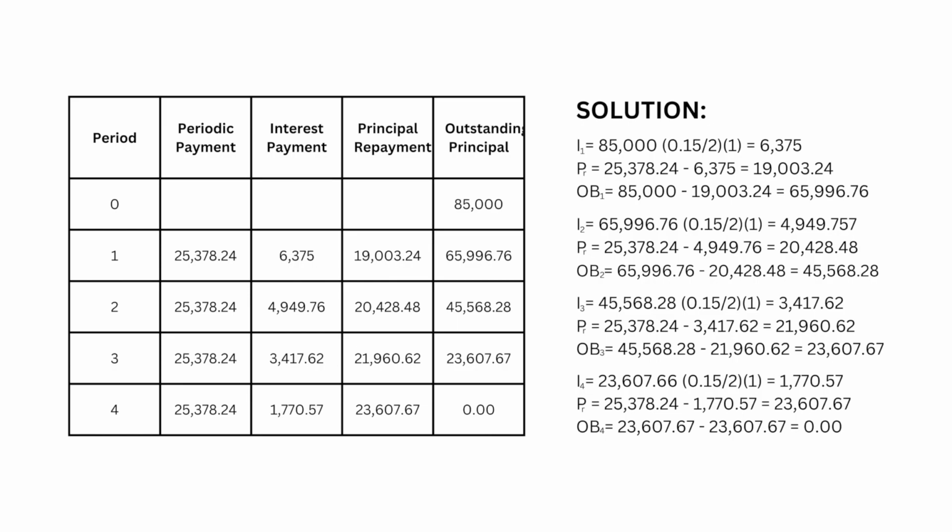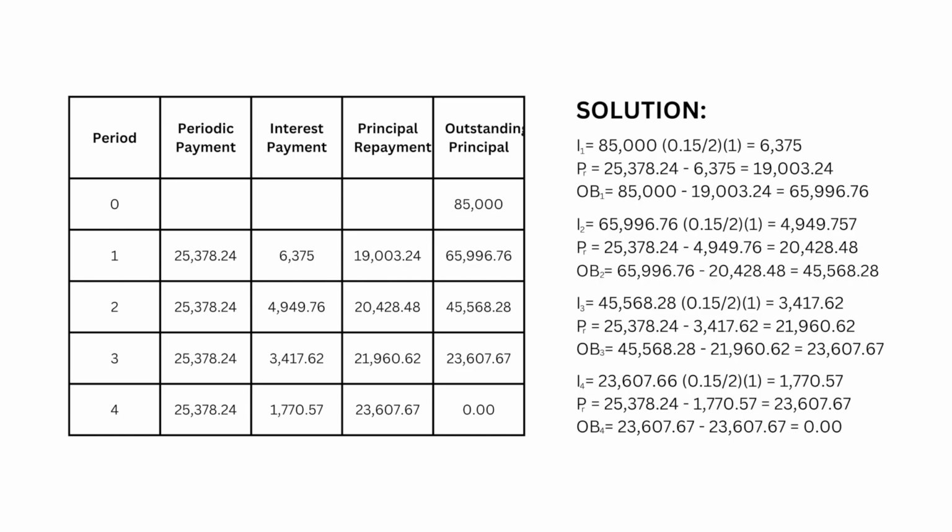Now that we got the first principal payment, we must deduct it from the outstanding principal of 85,000 pesos to get the second outstanding balance. So it would be 85,000 pesos less 19,003.24 equals 65,996.76. 65,996.76 will serve as the new outstanding principal to get the second interest payment.